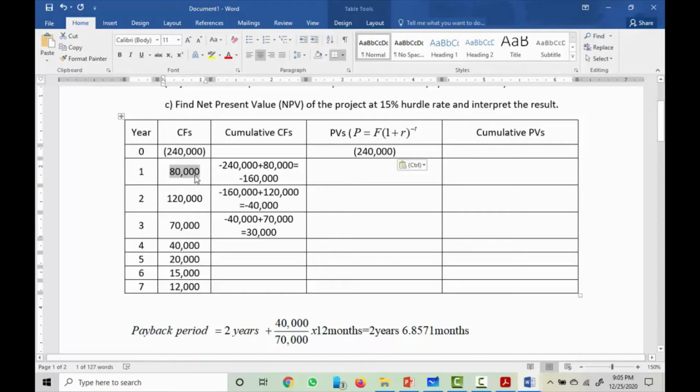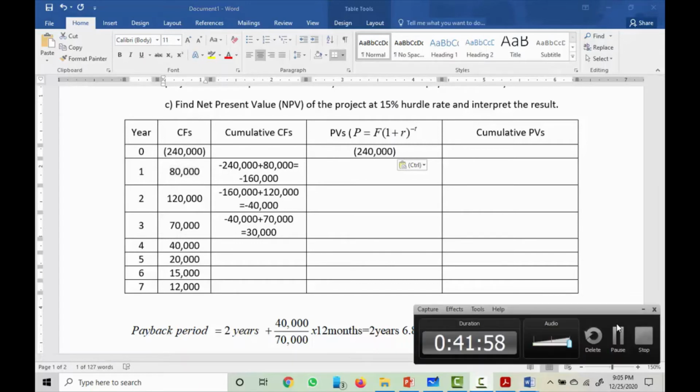So that means we need to go 1 period behind. This is the cash flow that we will get after year 1. We need to bring this cash flow to period 0, that means today, at present. So we just need to move 1 period behind, right? So how do we do this?